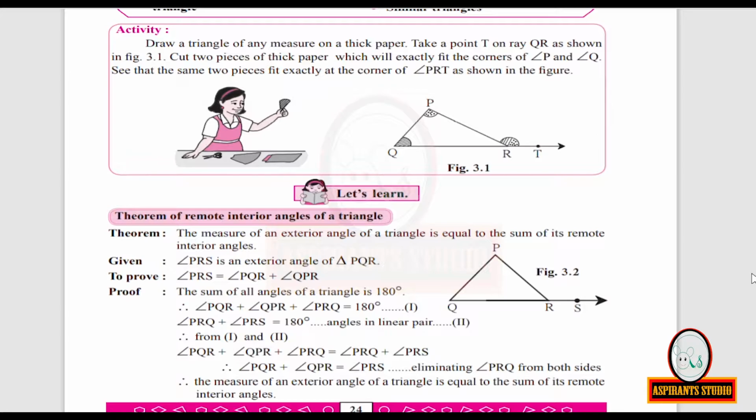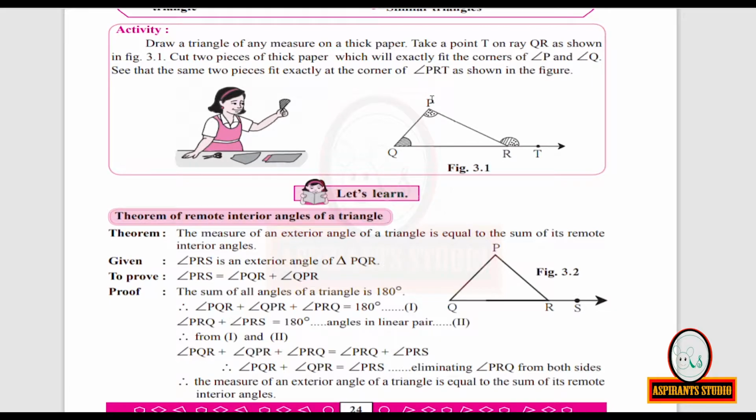Before going to the proof of this theorem, let us see an activity. Draw a triangle of any measure on a thick paper. Take a point T on ray QR as shown in this figure. Cut two pieces of thick paper which will exactly fit the corners of angle P and angle Q. See that the same two pieces fit exactly at the corner of angle PRT.